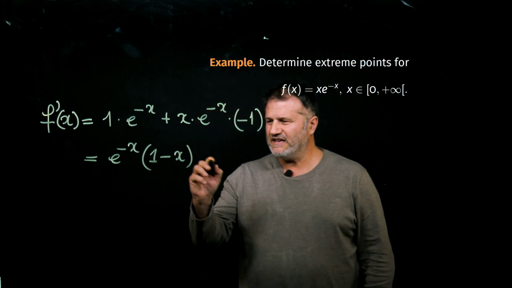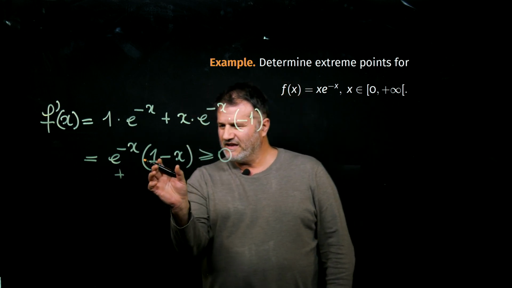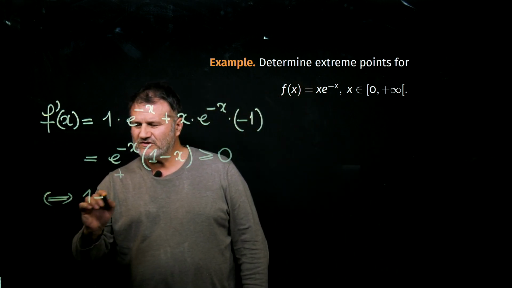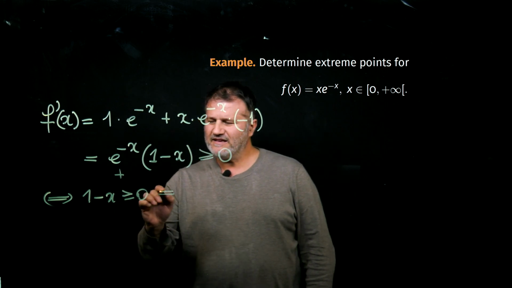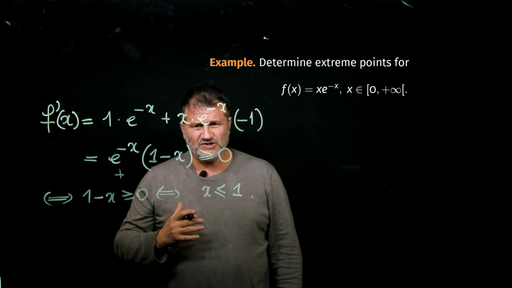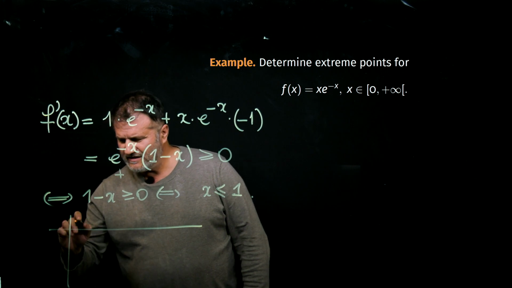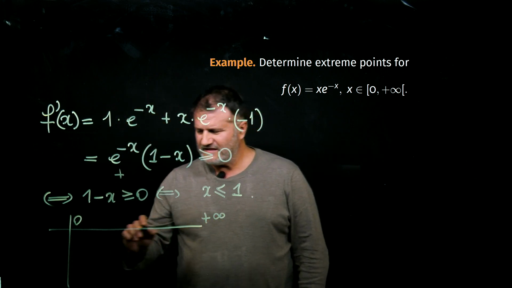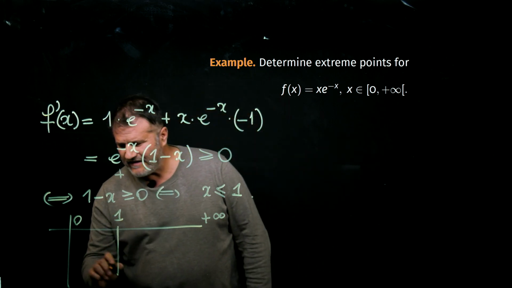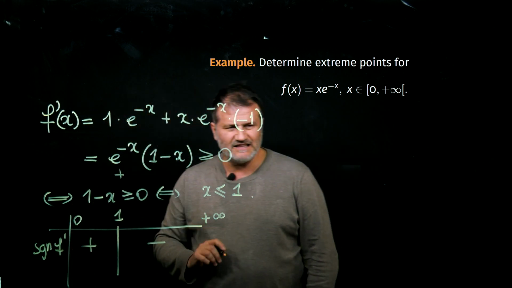Now this derivative is positive if and only if this factor is positive, 1 minus x is positive. So if and only if 1 minus x is positive, that is if and only if x is less or equal than 1. It is convenient to summarize this information in a table where we mark the domain, so from 0 to plus infinity, and the significant point, 1, where the sign of derivative changes. So we have that the sign of derivative is positive here and negative here.